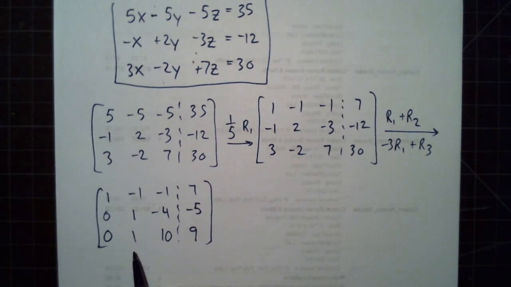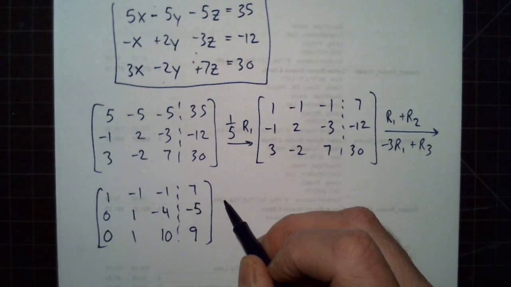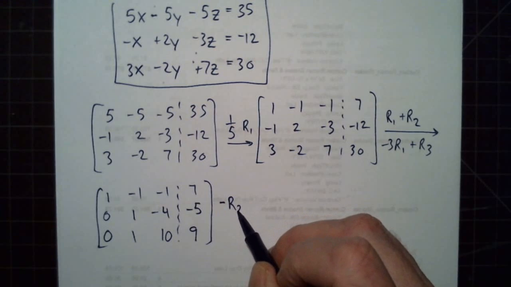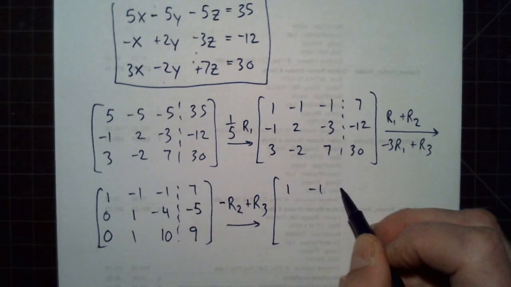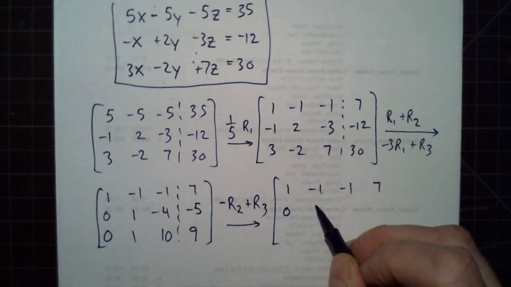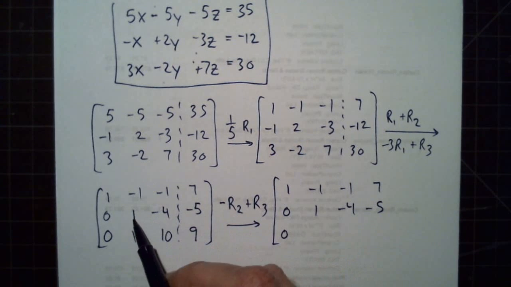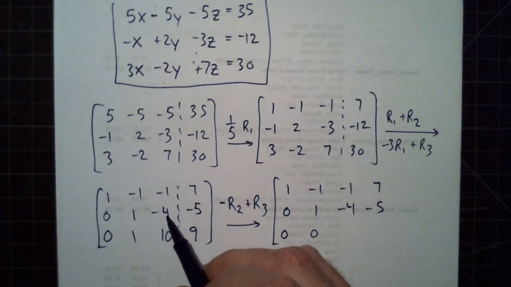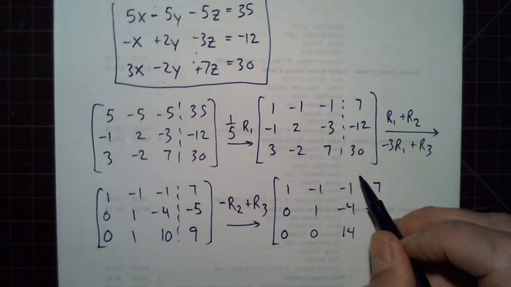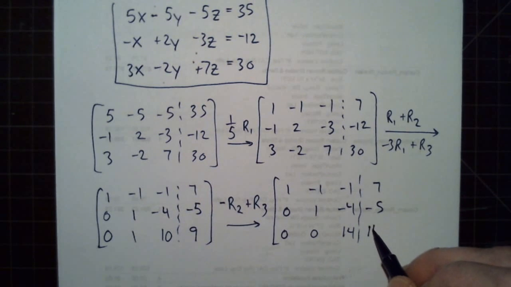And then we want that to be a 1. Well, it's already a 1. And then we're going to use it to make that a 0. So we just have to do negative row 2 plus row 3. Negative times a negative, positive, plus 10 is 14. 5 plus 9 is 14.